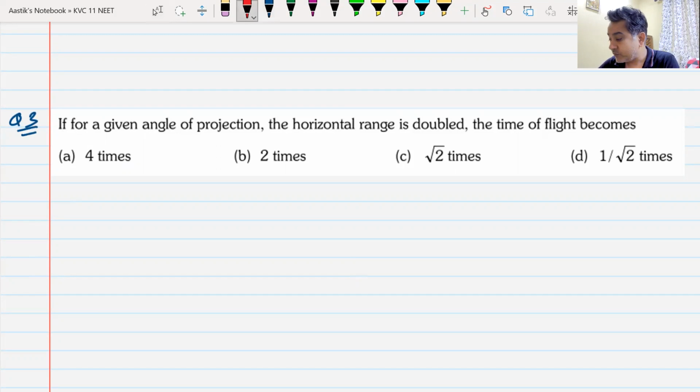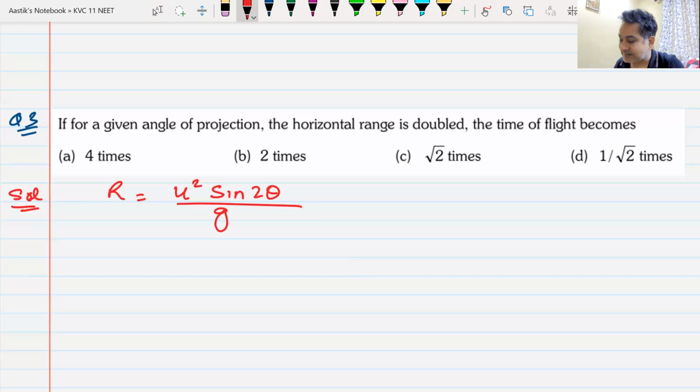So, just remember the formula that we have done. Formula for range. There are different ways in which you can write that formula. You have to choose the one which fits the bill here. I think this one fits the bill: U square sine 2 theta by g. Theta is same, so this cancels out. g is always same. So I can say, my dear friends, that range is proportional to U square.